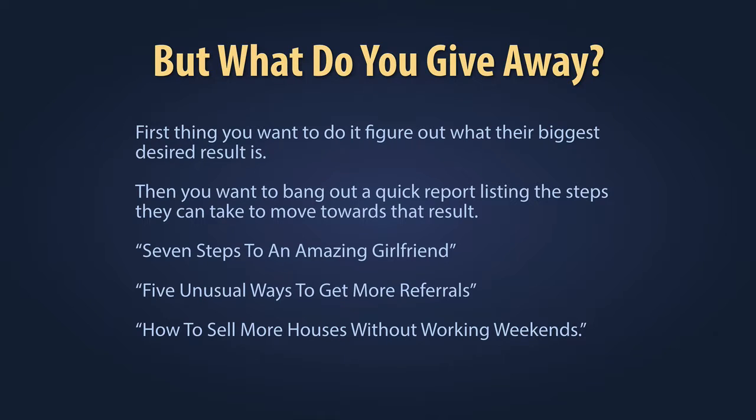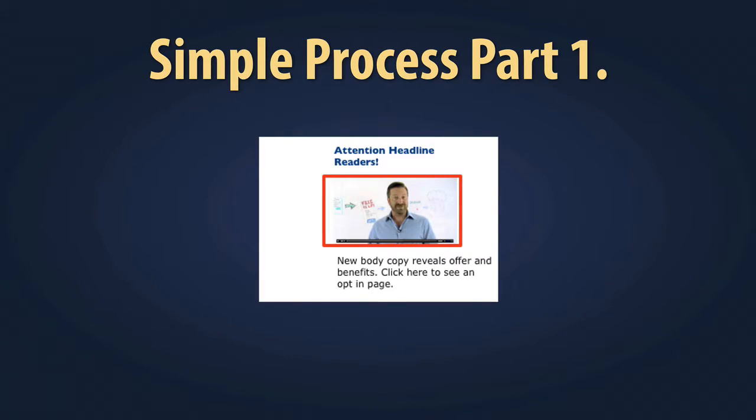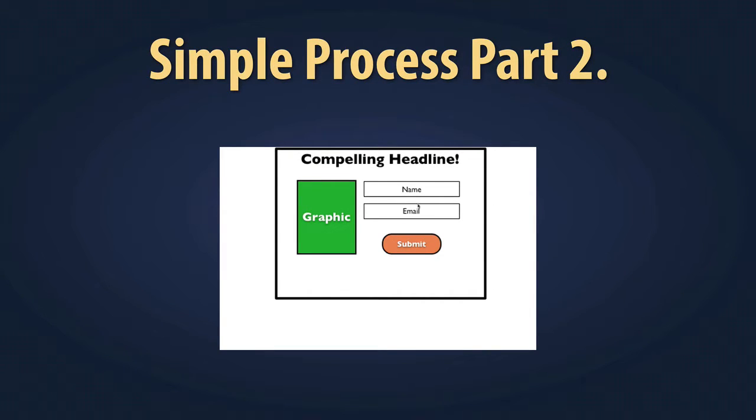So here's part 1 of our process. The first thing we do is we place an ad on like Facebook or Google or whatever, and it might look like this. So here's a classic formula that I use in my Facebook ads. As you can see, there's a headline right up here. It says, attention headline readers, and then there's a little picture of me, and now it says, new body copy reveals offer and benefits. Click here to see an opt-in page. Very, very simple formula.